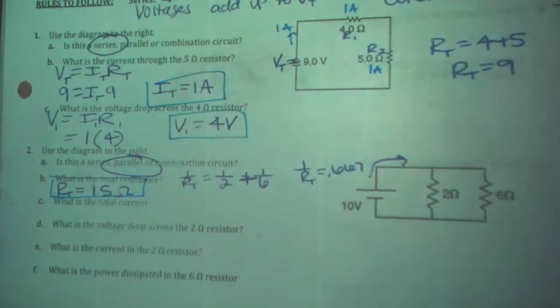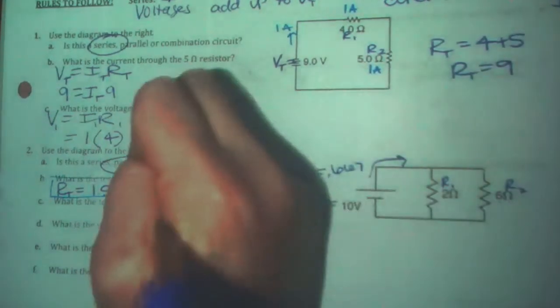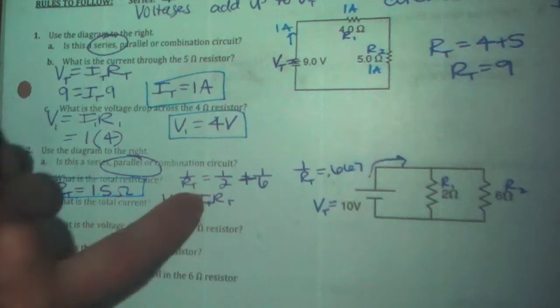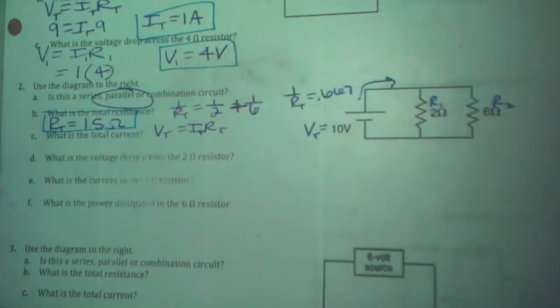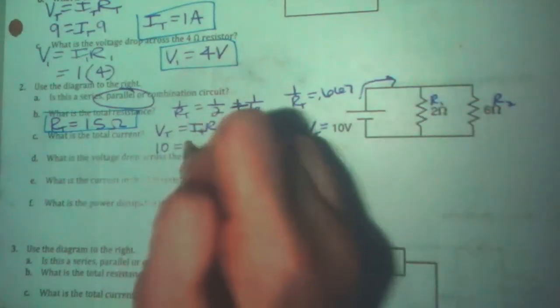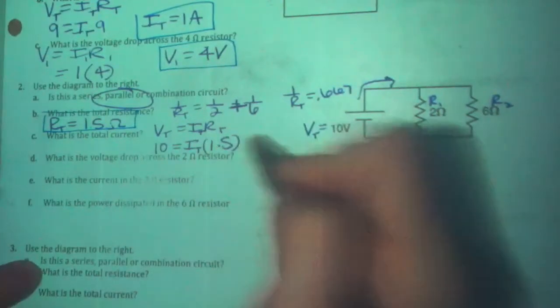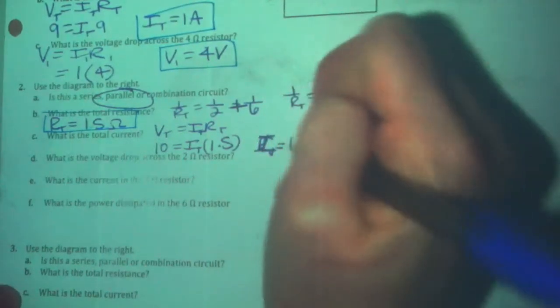What is the total current? Well, we know total voltage. This is V total, this was our R1, this is R2. So we can plug in V equals IR, looking for total current, so use total voltage and total resistance. In this case, finding current, I have to find I total because I is not the same in a parallel circuit. V is the same. So total voltage is 10, total current is what we're looking for, and our total resistance we just found is 1.5. Divide over, and I total is 6.67 amps.